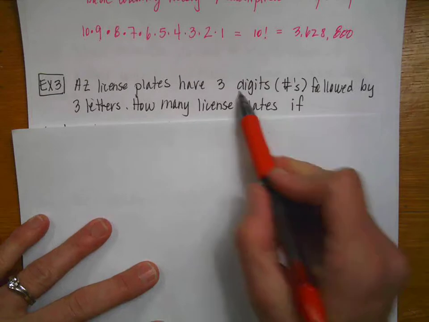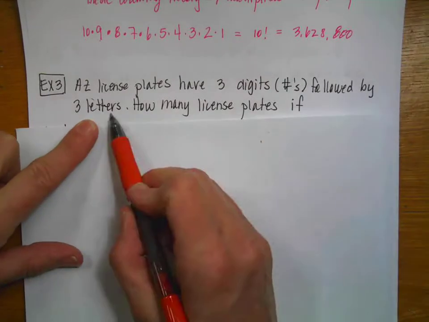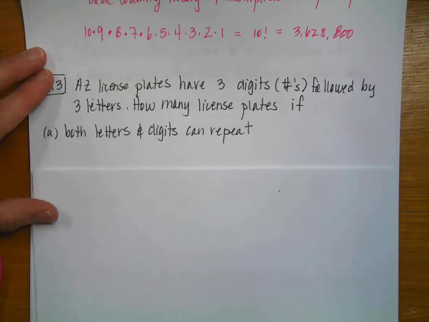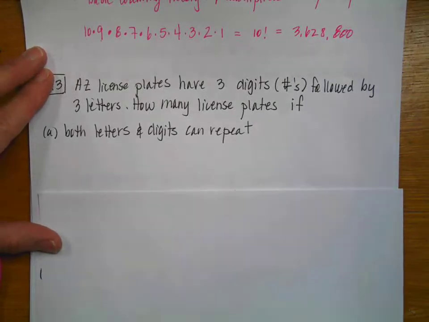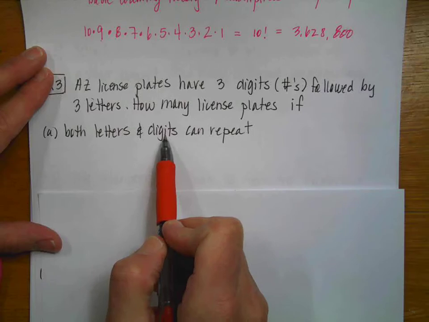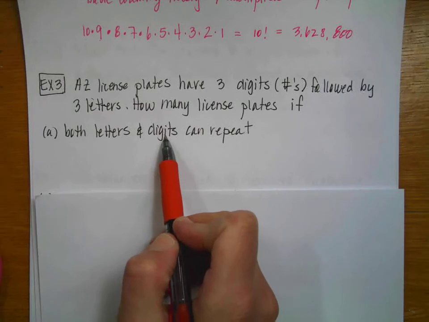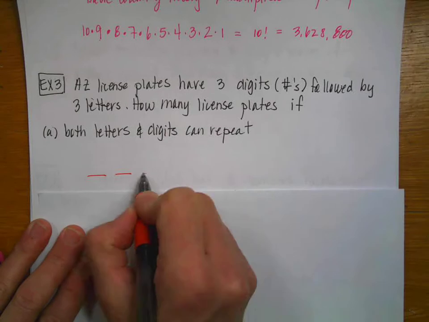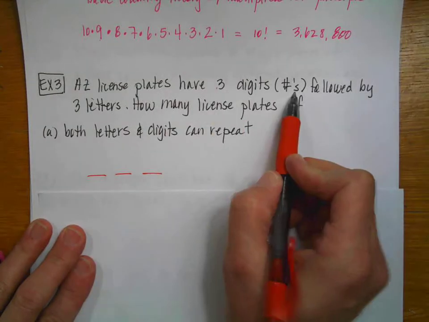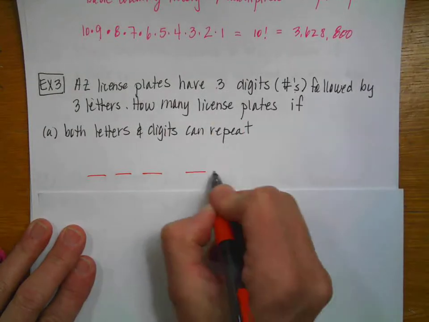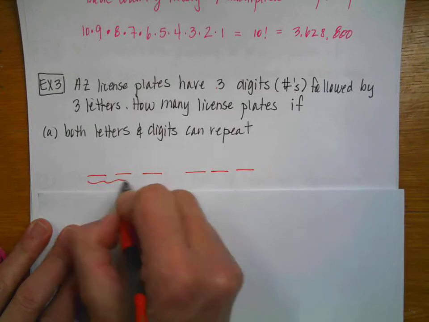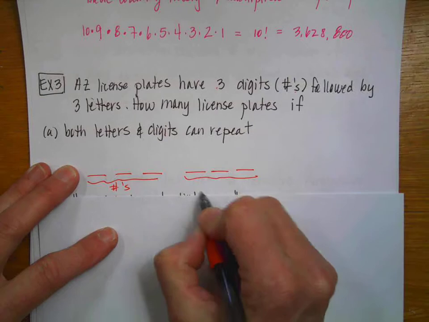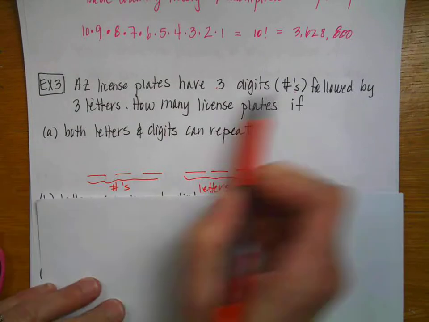So Arizona license plates have 3 digits. They are 3 numbers followed by 3 letters, and it wants to know how many license plates there could be if... So we're going to explore some different possibilities. For A, it says that both letters and the digits can repeat. So the way that I do these is I draw out a blank line for each of my spaces. So here's my 3 numbers, and then I have 1, 2, 3 letters. So these are going to be my numbers, and then these are going to be my letters.